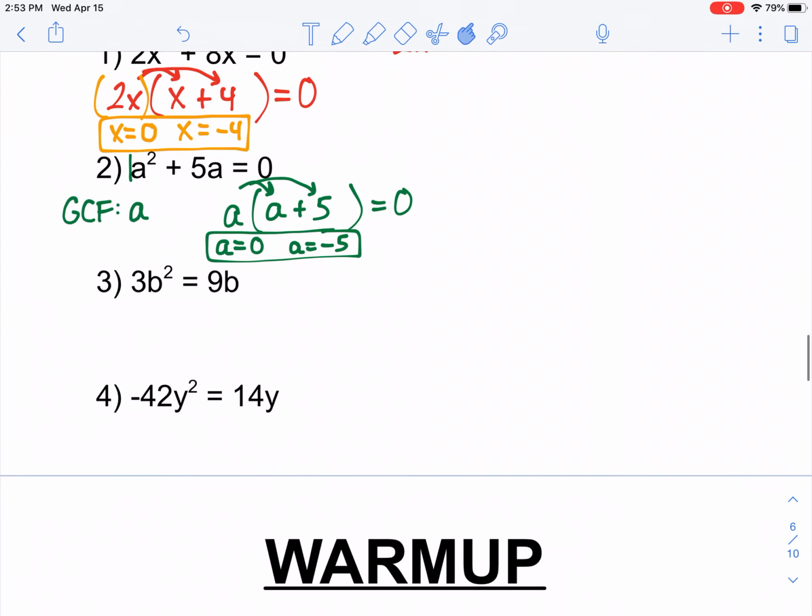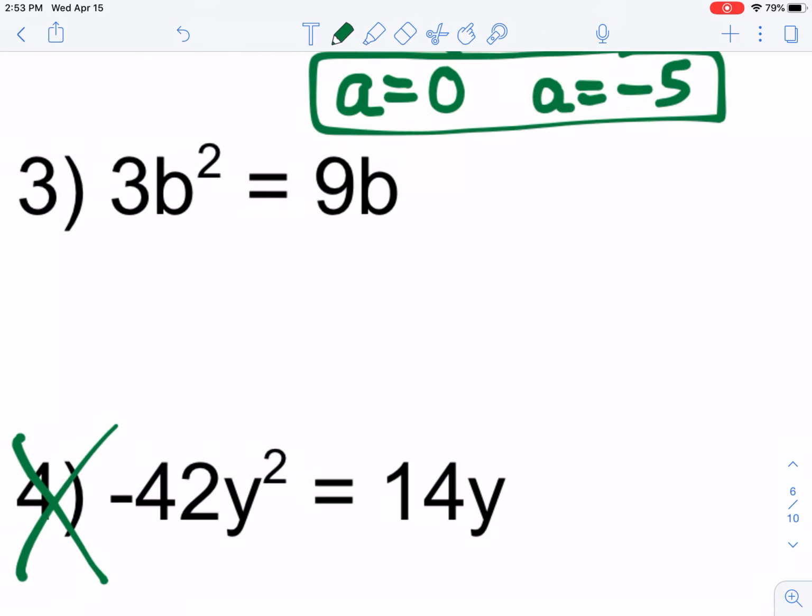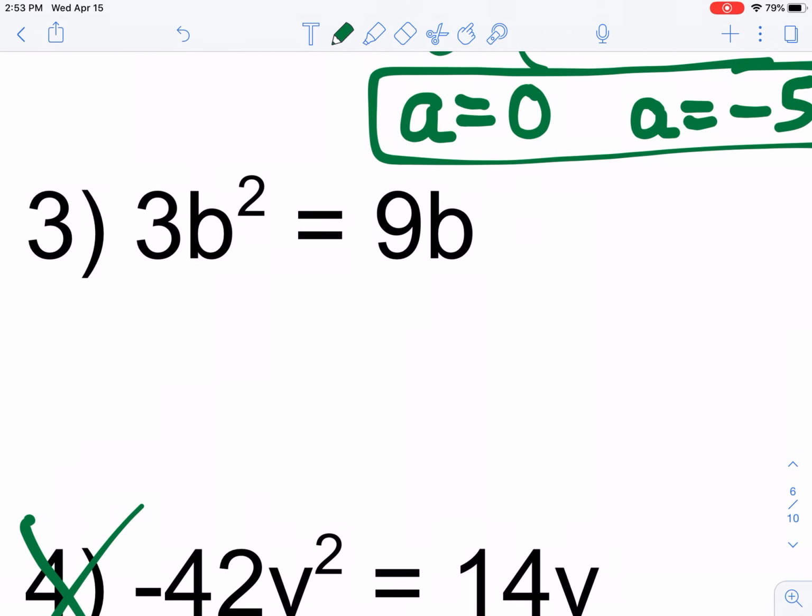Let's do number 3 also. We could cross out number 4. We're not going to do that one. Number 3. Now, this property only works when you have the right side of the equation equal to 0. Here, it's not equal to 0. You have a 9b on this side. So what we need to do first is subtract it to this side.